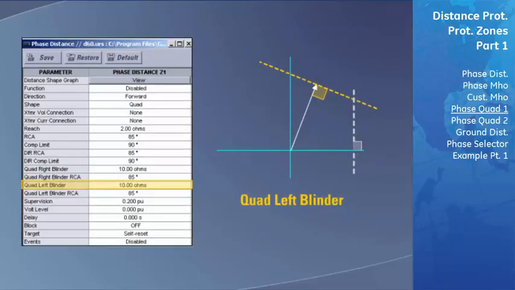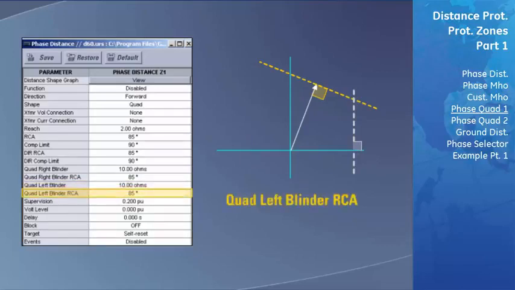The left quadrilateral blinder is used to limit the amount of negative resistance impedance that will be included in the zone of protection. This setting is labeled quad left blinder and defines how far on the negative resistance axis will be included in our quadrilateral zone of protection. This setting is entered into the D60 in secondary ohms.